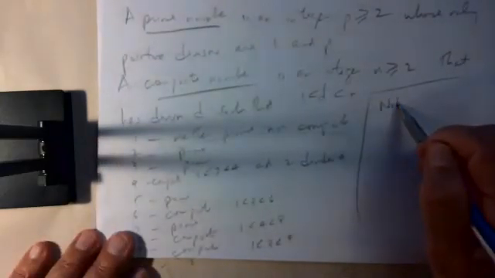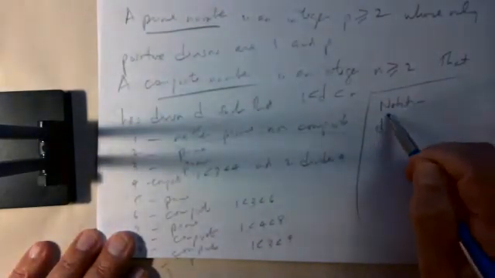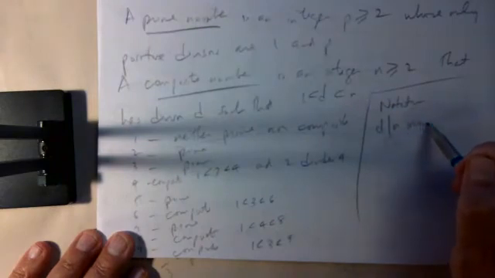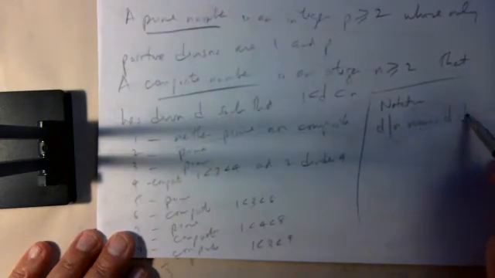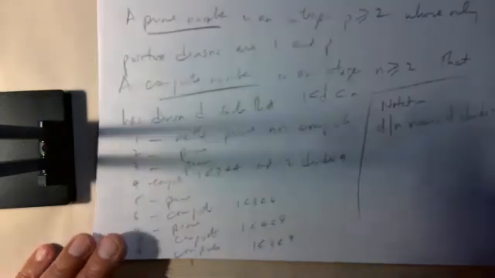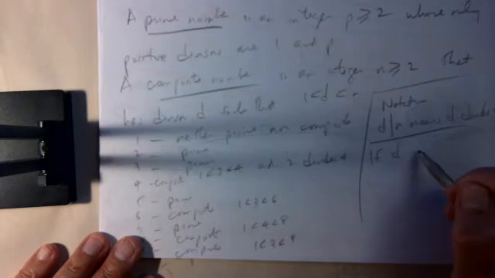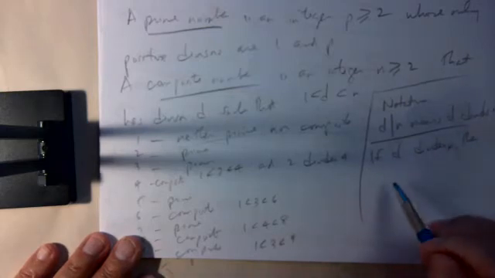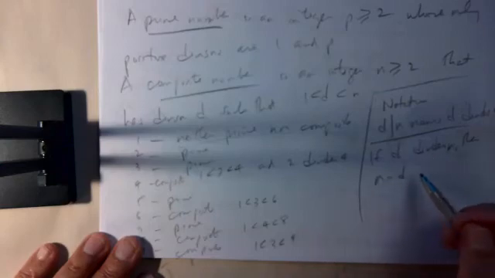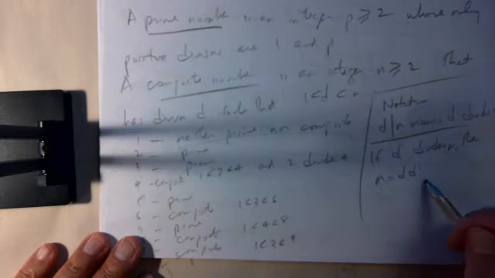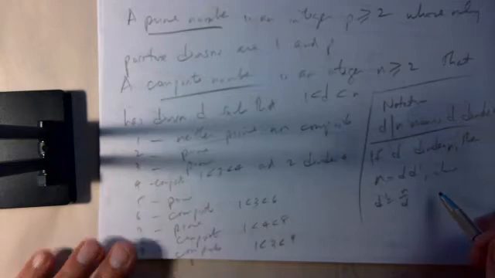And just some other notation that's important. D vertical line n means D divides n. And if D divides n, then n is D times something, call it D prime. That's what divisibility means, where D prime is n over D.